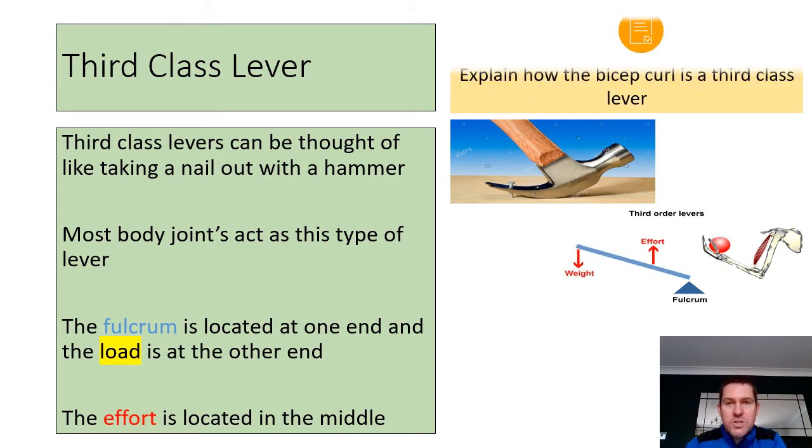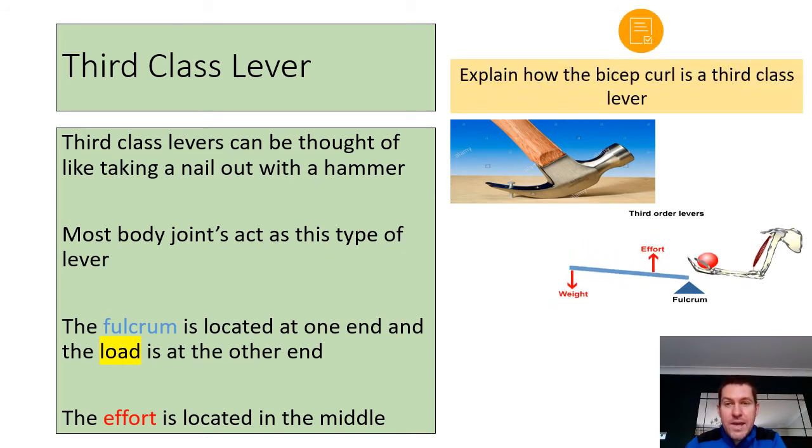Now, what I'd like you to do is pause your video here and look at that diagram just above me where we can see a bicep curl. You can see the ball in hand and the individual doing a bicep curl, raising that ball towards his or her own shoulder. I want you to explain in your own words how the bicep curl is seen as a third class lever. See if you can have a go at that.